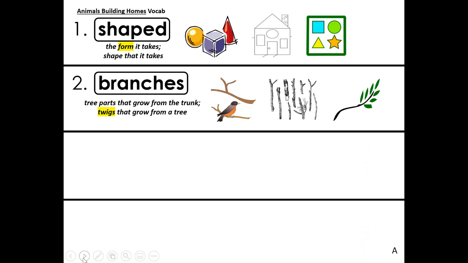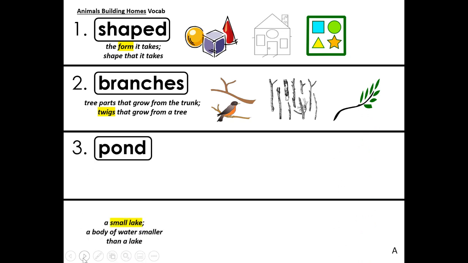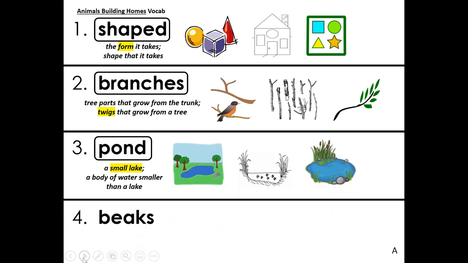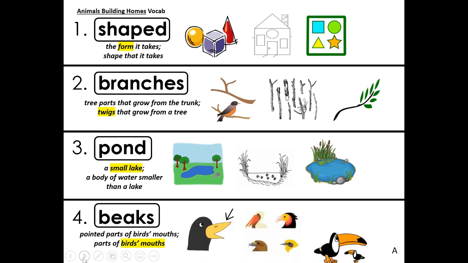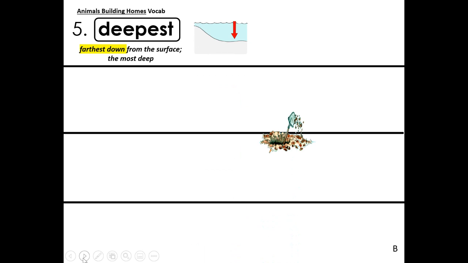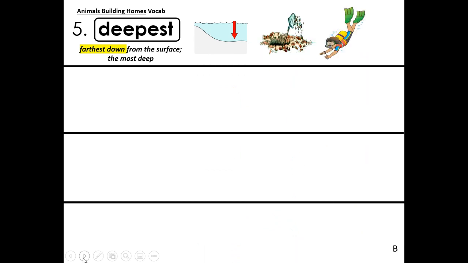And I highlighted twigs. Number 3, pond. A small lake, a body of water smaller than a lake. 4, beaks. Pointed parts of bird's mouths, parts of bird's mouths. I highlighted bird's mouths. If you need to, push pause to finish 1 through 4. Make sure you have a word, a synonym, and a quick sketch. Then when you're ready, push play. 5, deepest. Farthest down from the surface, the most deep. And again, I highlighted farthest down.